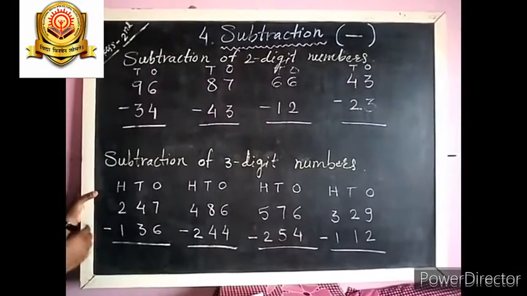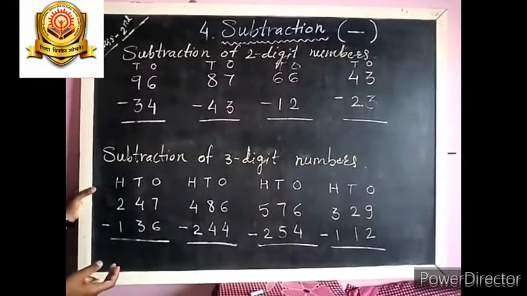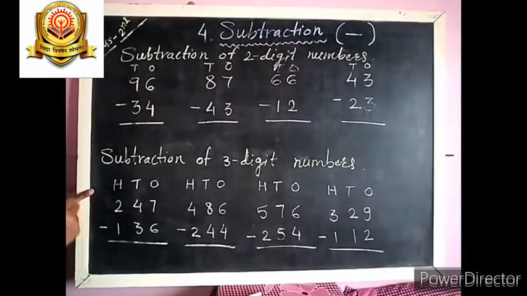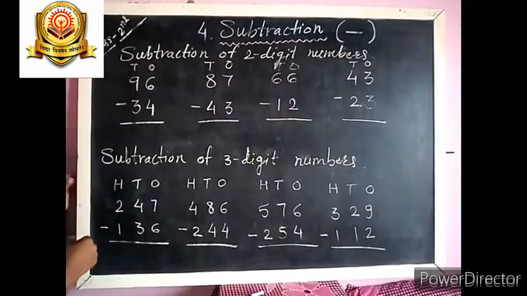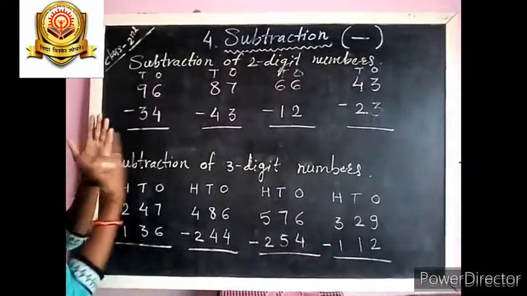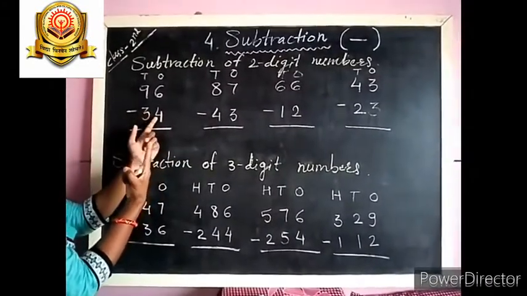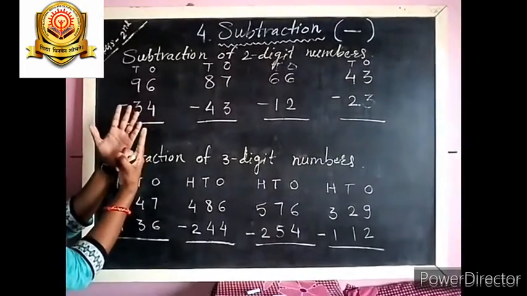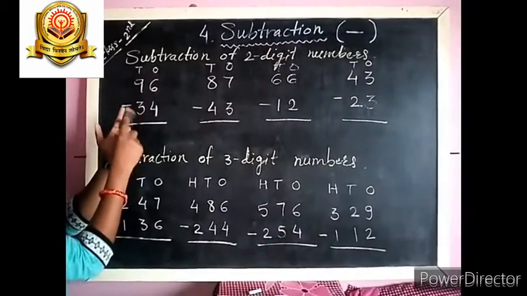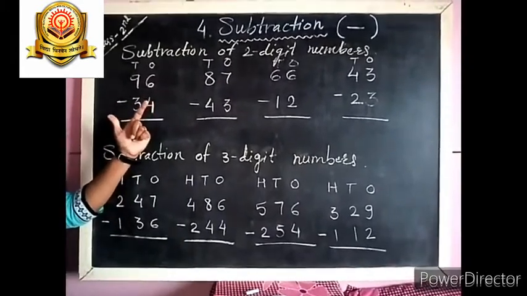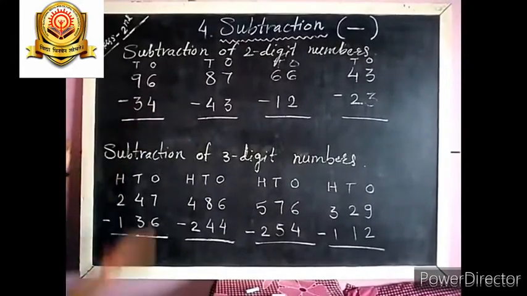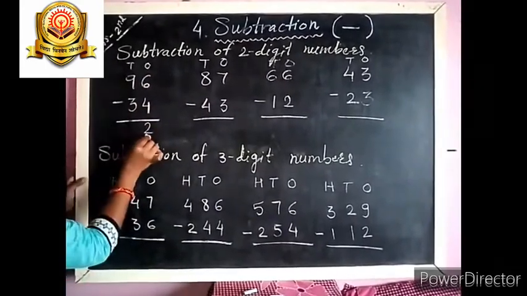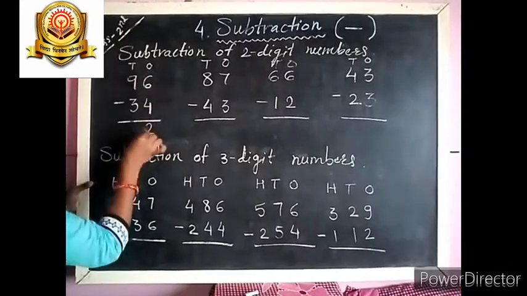Students, you can use any method, such as the drawing lines method, counting forward, or counting fingers. So students, you have to take firstly 6 fingers and remove 4 fingers because we have to subtract 4. So 1, 2, 3, 4. Then how many fingers remaining? 1, 2 fingers. So 6 minus 4, how many? 2. So write here 2 under ones column.